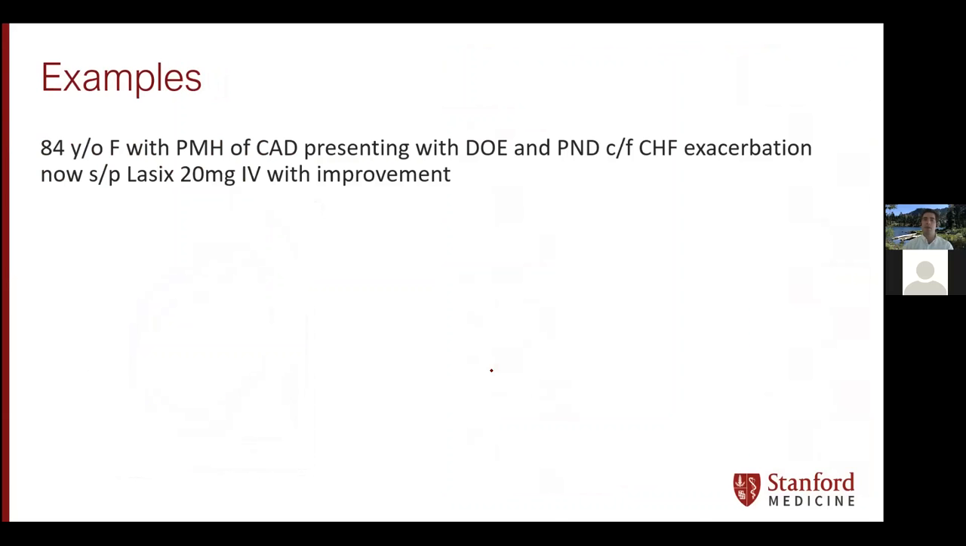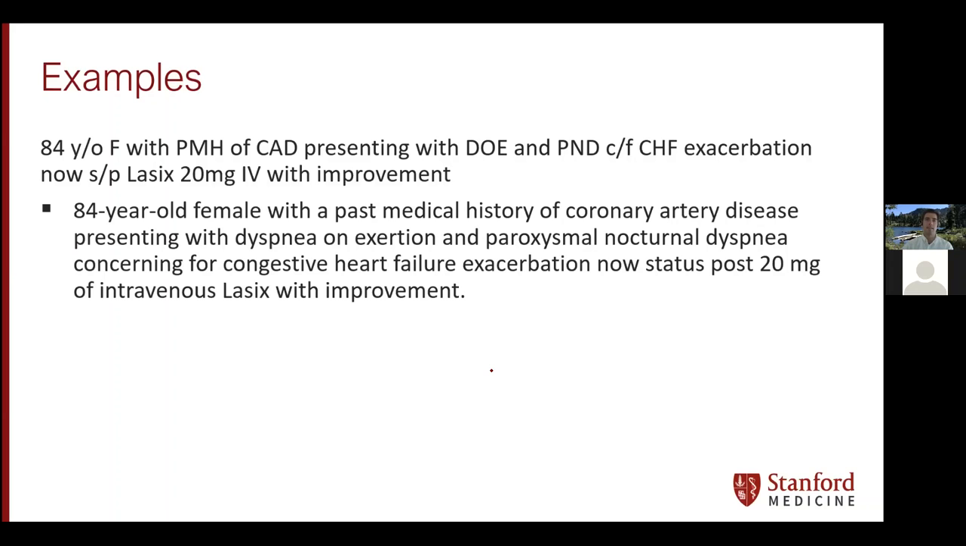So this is another example. 84-year-old female, PMH of CAD, presenting with DOE and PND, concerned for heart failure exacerbation, now status post Lasix 20 milligrams IV with improvement. So how was this Lasix delivered? Yeah, exactly. So we're just building up exactly what we've done to this patient. She's 84. She came in with dyspnea and paroxysmal nocturnal dyspnea, concerning for congestive heart failure exacerbation. And then we gave her IV Lasix to make her pee more frequently, and that has improved her symptoms.